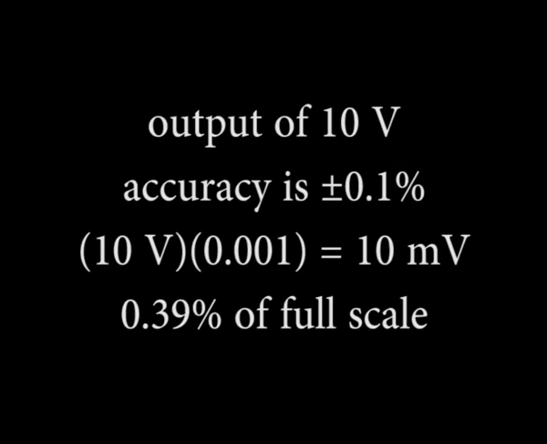Ideally, the accuracy should be no worse than plus minus half of the least significant bit. For an 8-bit converter, the least significant bit is 0.39% of full scale. The accuracy should be approximately plus minus 0.2%.